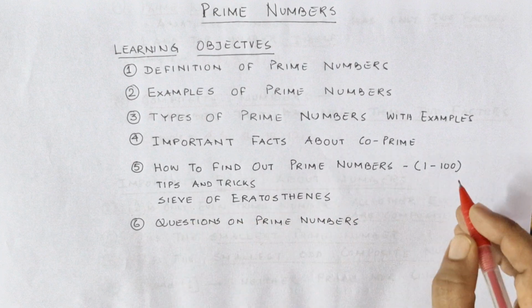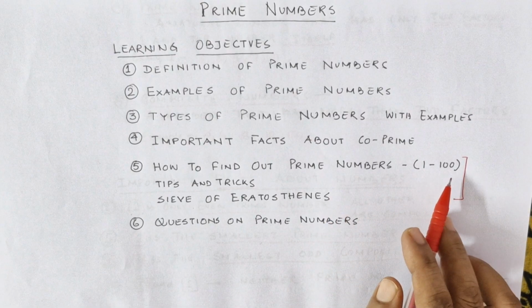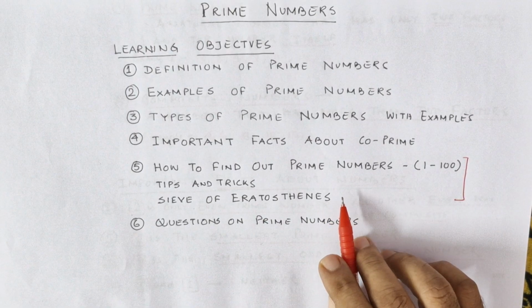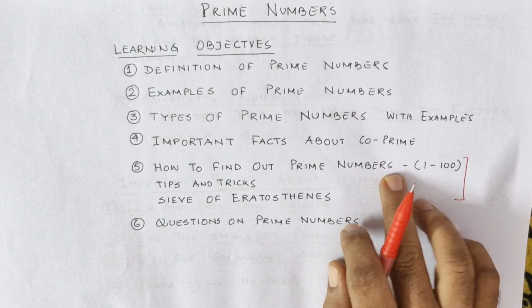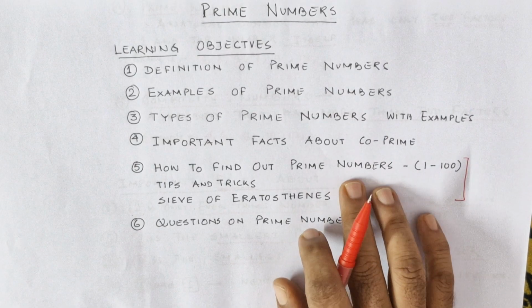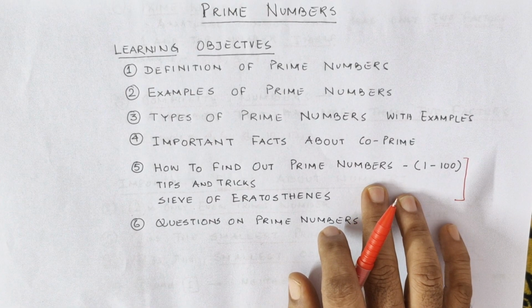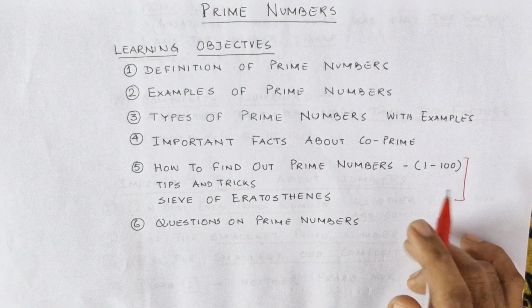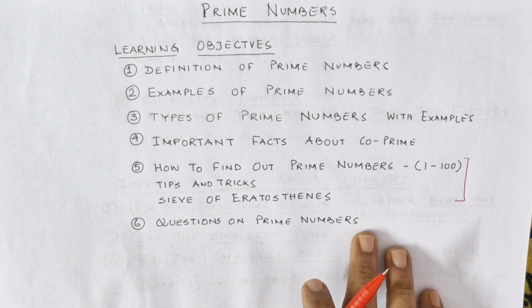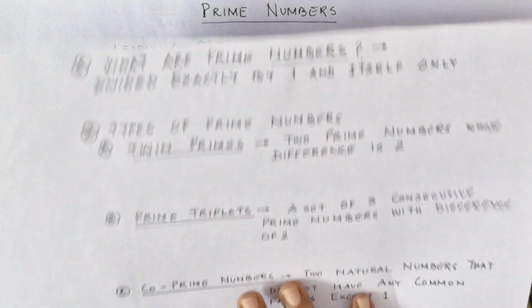Now, this particular area, how to find out the prime numbers of 1 to 100, certain tips and tricks, and sieve of Eratosthenes, I'll take this into a different session. I'll dedicate a single lecture on this. It's pretty interesting, and this will give you an overview of how to find out prime numbers between 1 to 100 easily and faster. And the last but not the least, the questions on prime numbers. So let's get started.